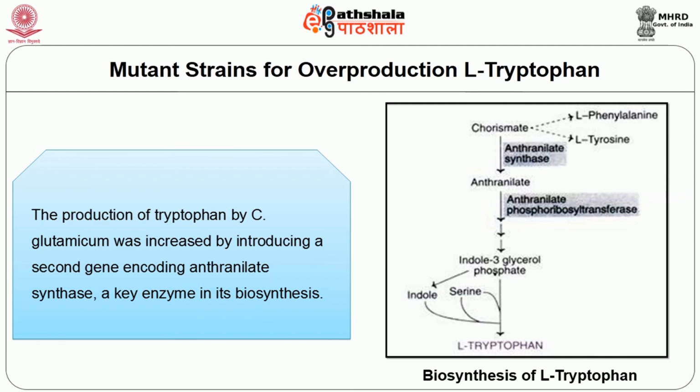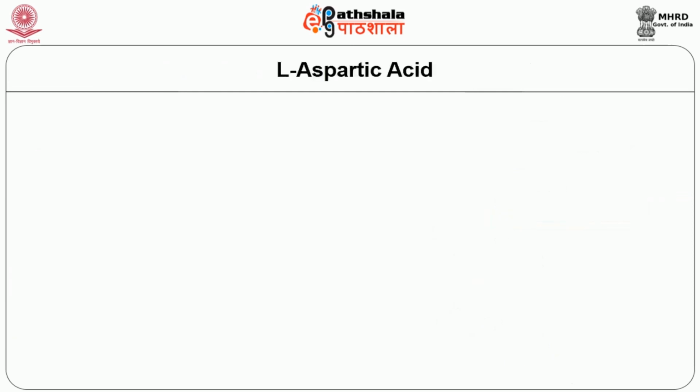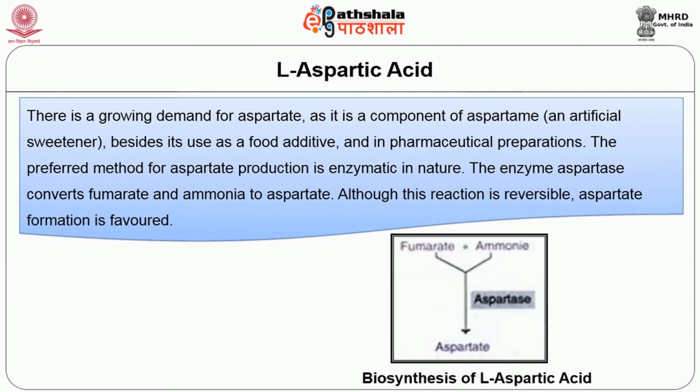an overproduction of L-tryptophan. Coming to aspartic acid, there is a growing demand for aspartate, which is a component of aspartame, a sweetener, besides its use as a food additive and in pharmaceutical preparations. The preferred method for aspartate production is enzymatic in nature. The enzyme aspartase converts fumarate and ammonia to aspartate. Although this reaction is reversible, aspartate formation is favored.